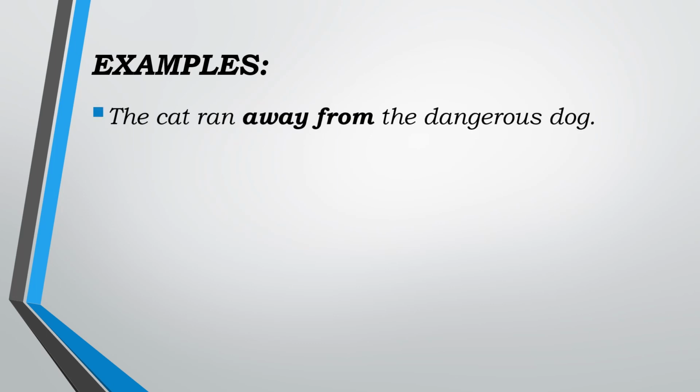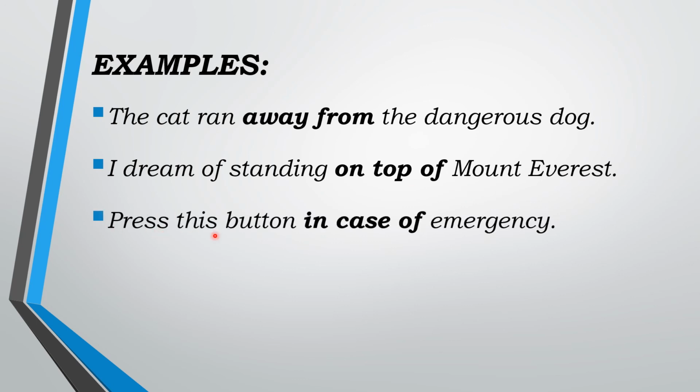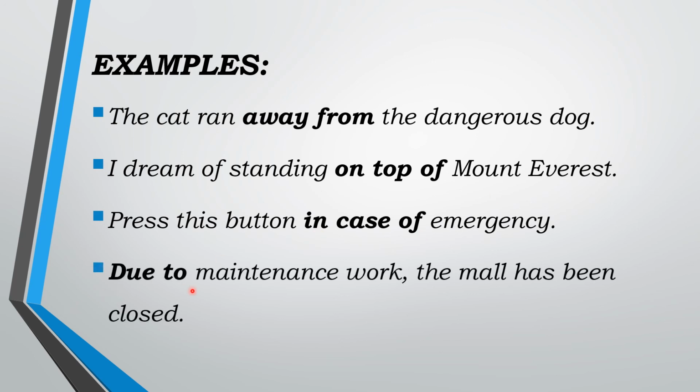Look at the examples given here. The cat ran away from the dangerous dog. Away from is a complex preposition. I dream of standing on top of Mount Everest. Press this button in case of emergency. Due to maintenance work, the mall has been closed. When you are looking into complex prepositions, we are clear that it is made up of two or more words.